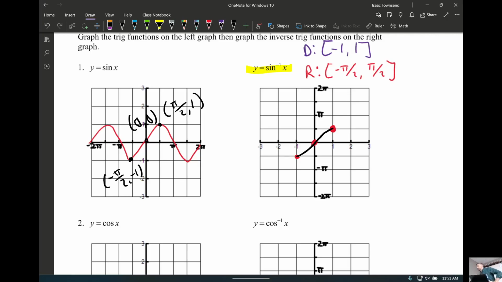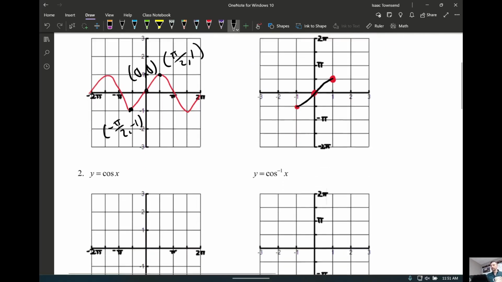So it helps to know the domain and range, so you know how far left and right to graph, how far up and down to graph. But then you can just take a couple points from sine, switch x and y. So that's all inverse means. We do the same thing with inverse cosine.